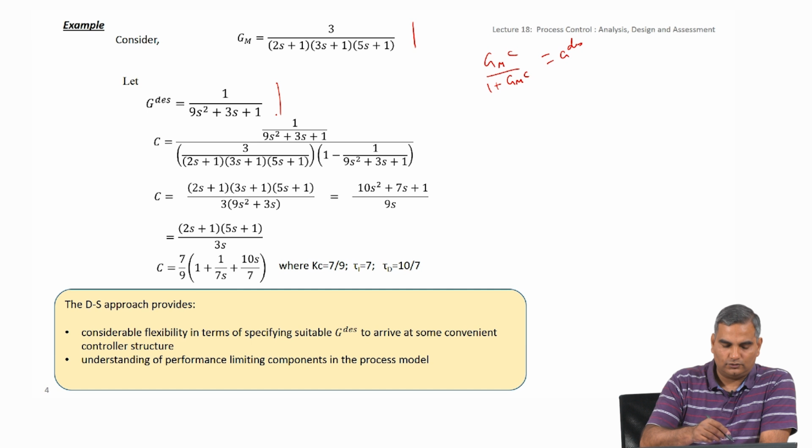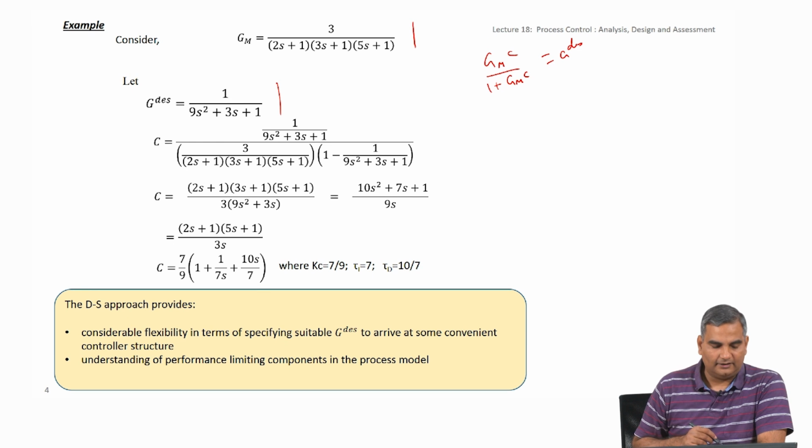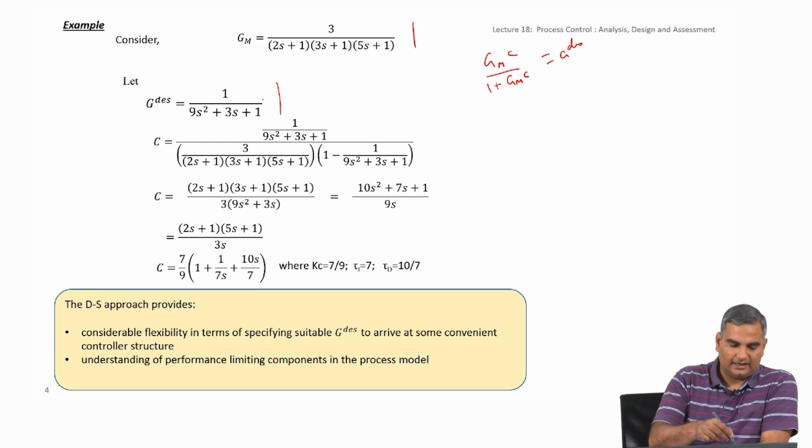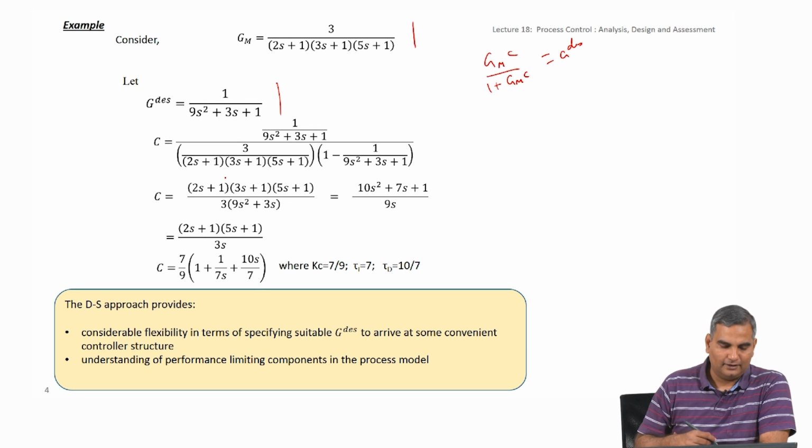The reason why I choose this is because this will help me cancel certain terms and get it in the PID form, and this is where the challenge lies. How do you choose a G desired which is better than the open loop while still giving you a PID form whenever you do this computation?